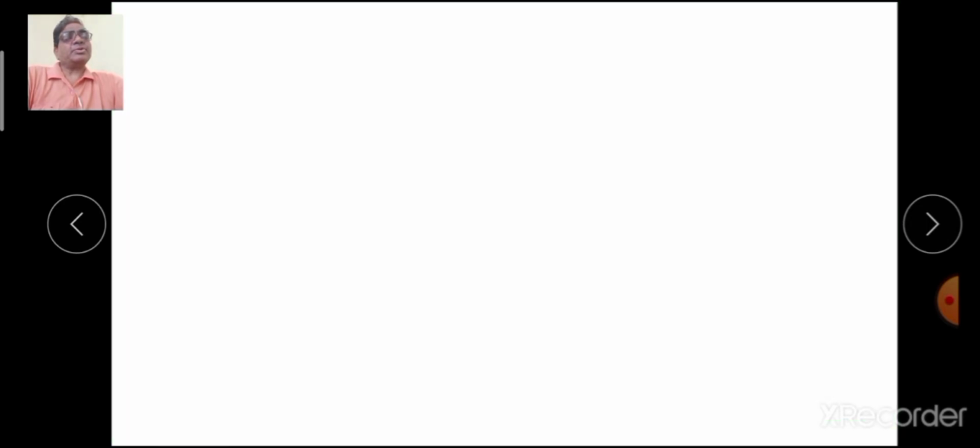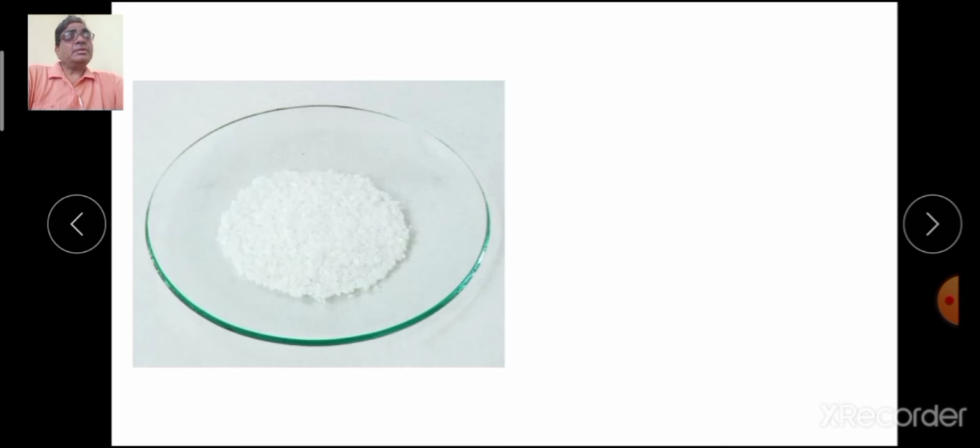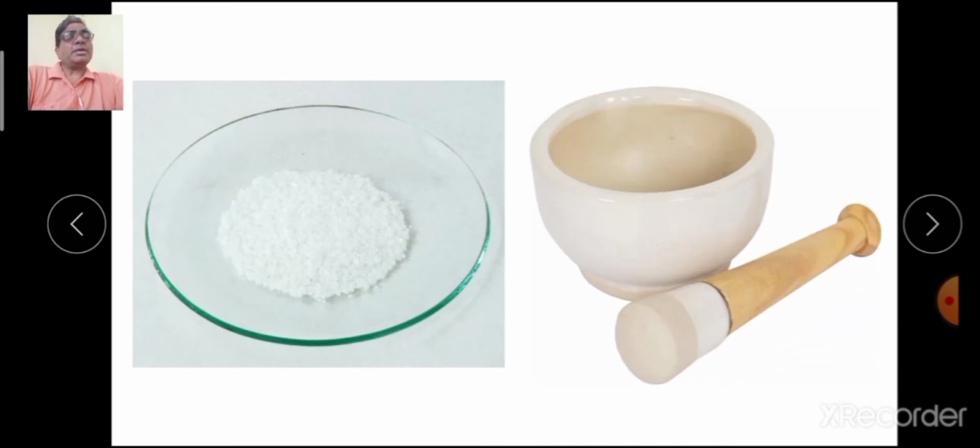Okay, we are going to see here, this is the compound taken on a watch glass, and using this mortar, this is a mortar, this is a pestle, grind to convert it into easily flowing powder. Therefore, mix it well and grind thoroughly.